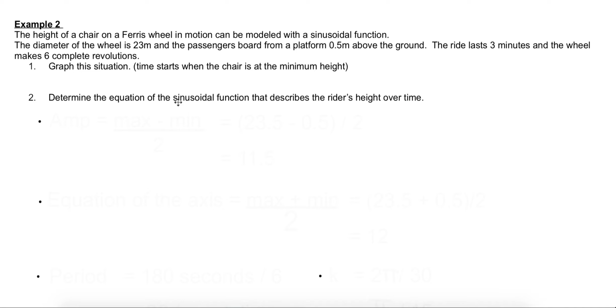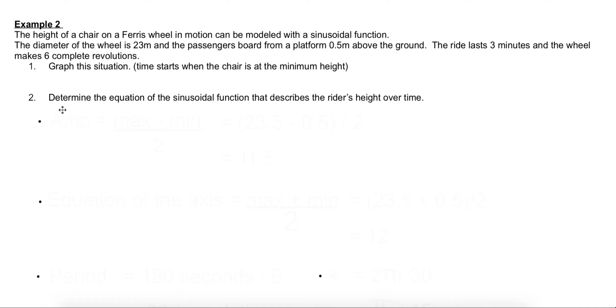Alright. For the second question, I'm not actually going to graph it. I'm going to let you guys graph it on your own. The one thing that you have to be careful with is time starts when the chair is at a minimum height. What I'm going to do though is go through every part of actually making the equation here, and then I'm going to let you guys make the final equation once you've graphed your situation. You're going to have to pick either a starting point on the equation of the axis or at the maximum or minimum, depending on whether you're using sine or cos.